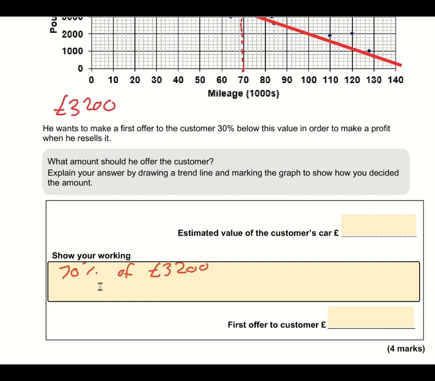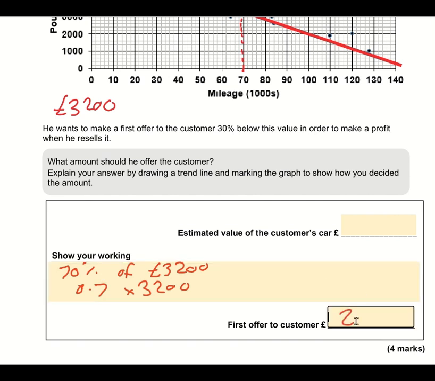So the calculation is 0.7 times 3,200. 0.7, this is the multiplier for 70%. It's the decimal equivalent of 70%. It's 70 divided by 100. And if we multiply that by 3,200, then the first offer to the customer is £2,240.